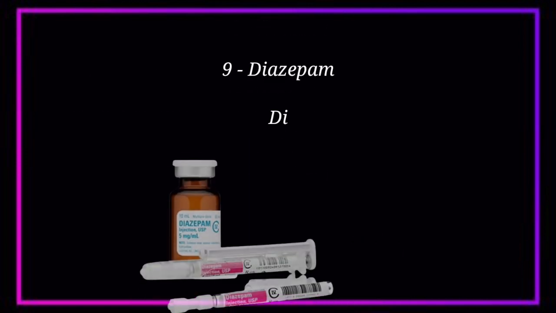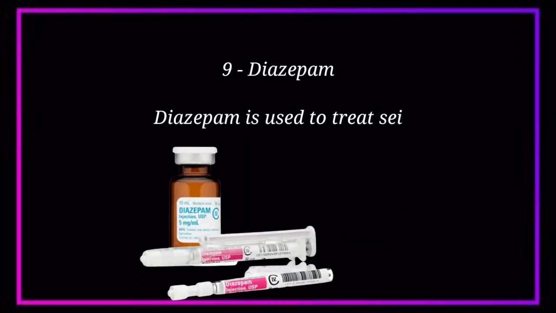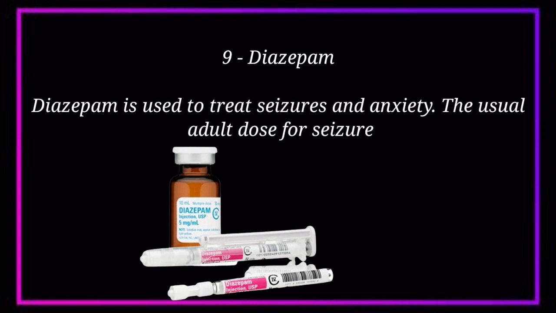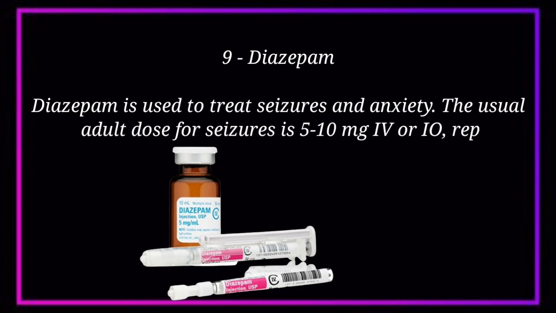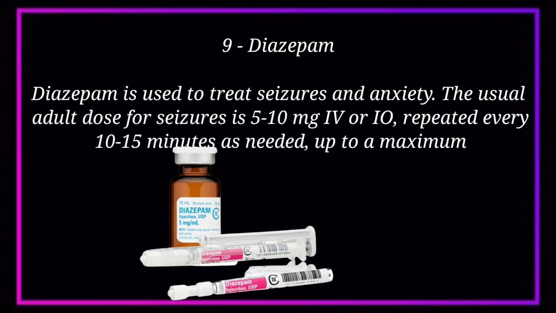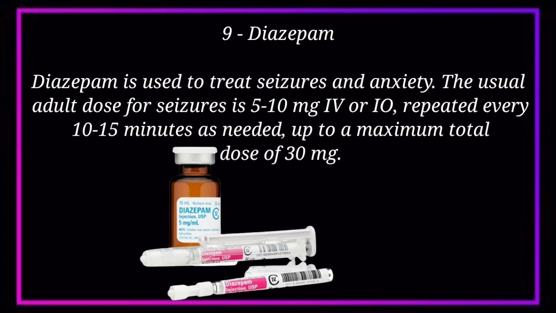Number 9. Diazepam. Diazepam is used to treat seizures and anxiety. The usual adult dose for seizures is 5 to 10 mg IV or IO, repeated every 10 to 15 minutes as needed, up to a maximum total dose of 30 mg.